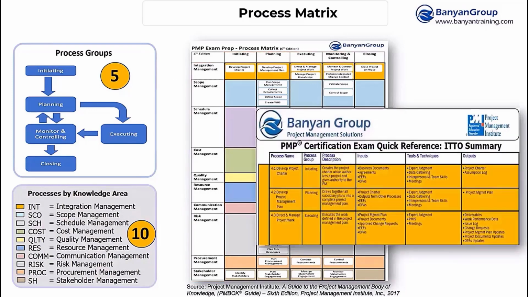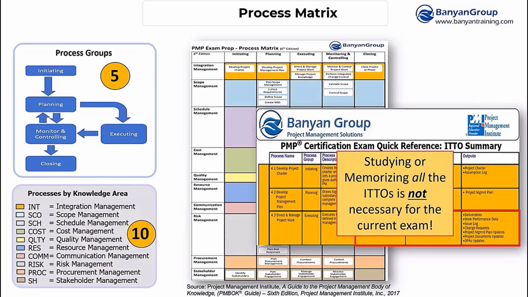All right, so there also, if you have studied or are familiar with the PMBOK guide, you know that every process has a number of inputs, tools and techniques, and outputs. And so we have another document. It's out on the portal. You can look at it if you want to, but it's not necessary that you go to this level of detail. Remember, this exam is not getting as deep into the process discussion, so you don't have to be familiar with all the inputs, tools and techniques, and outputs of all the processes. And so instead, basically studying and memorizing all the ITTOs, inputs, tools and techniques, and outputs, is not necessary for the current exam.